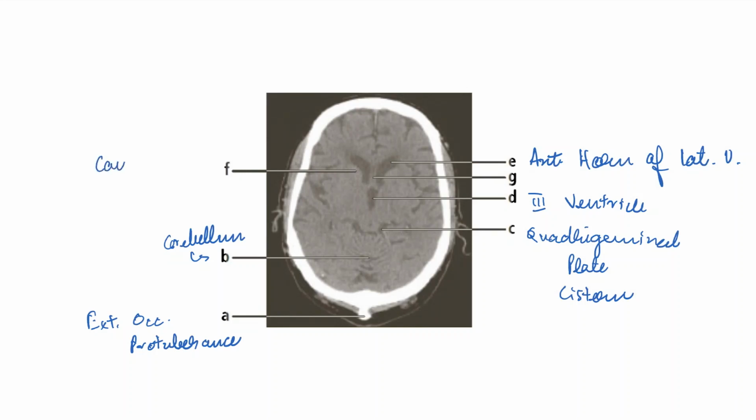F is head of caudate nucleus. And G is septum pellucidum.